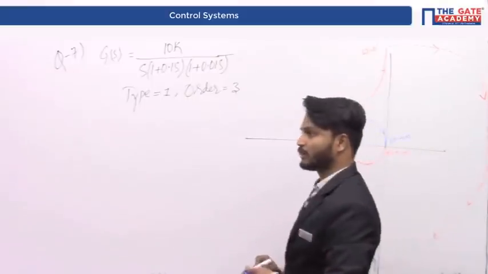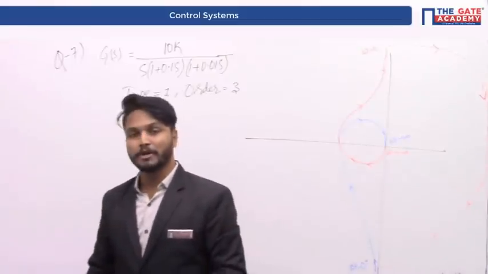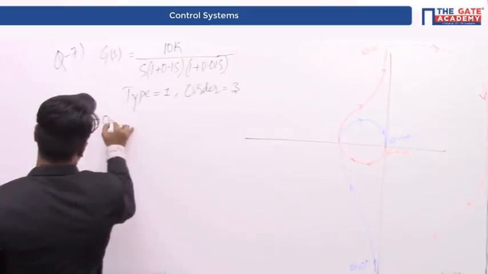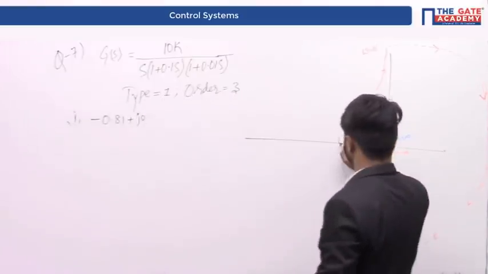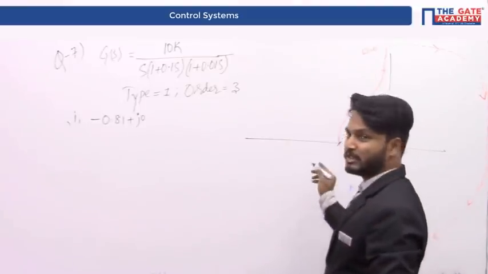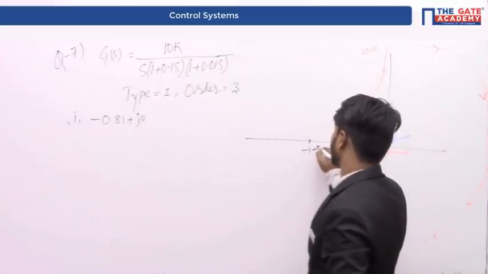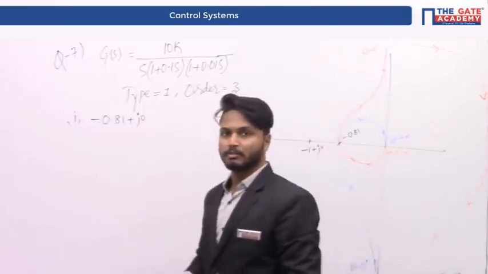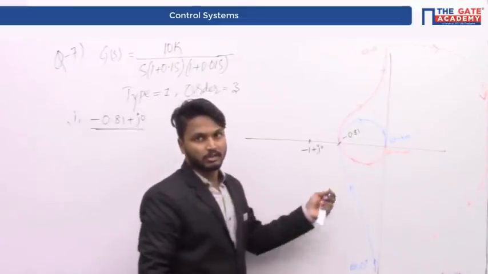Therefore, we are asked to find out the closed loop stability under two conditions. The first condition is the point of intersection is at minus 0.81 plus j0. That is, the first point of intersection is this, minus 0.81, which means the critical point minus 1 is going to fall outside this plot. Therefore, the plot is not at all enclosing this minus 1 plus j0 point.